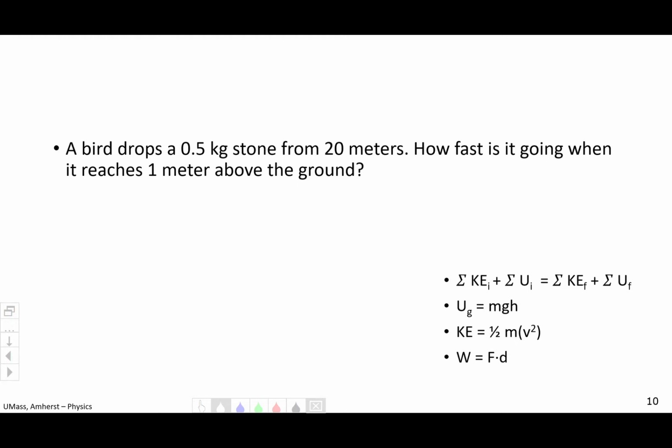Okay. A bird drops a stone from 20 meters. How fast is it going when it reaches 1 meter above the ground? I believe I already did this problem, actually. I'll do it again anyways, but if you want to pause and go ahead and try to solve this problem, that would be superb. And then resume when you're ready to go.